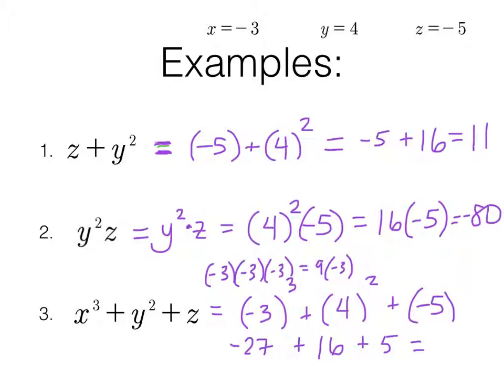Just like we added the negatives first on that first slide, why don't we add our positives first this time? Add my 2 positives, I get 21. So now I have negative 27 plus 21, which comes out to be negative 6. So we have learned how to evaluate these expressions.